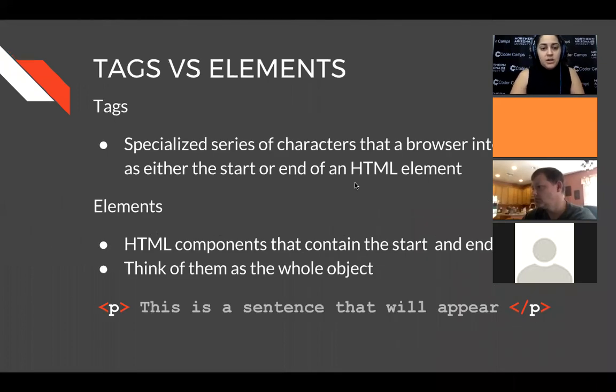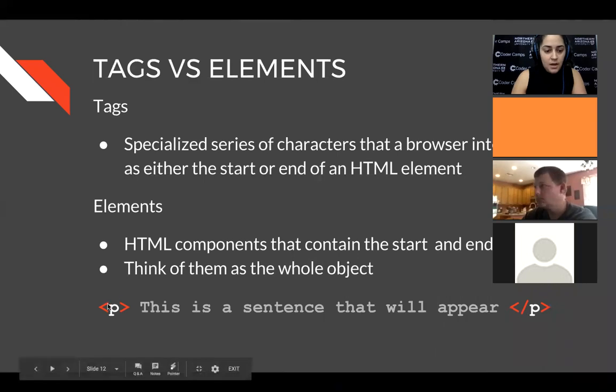So with HTML, there are tags and elements. Tags are a specialized series of characters that a browser interprets as either the start or end of an HTML element. If we're looking at this example here, this is a P tag. The tag part is the red stuff, where you see these little arrows or carets, whatever you'd like to call them. The one that looks like this without the forward slash is the beginning. So this is saying this is the start of the P tag, and the one with the forward slash is the end. So this is the start, this is the end. Those are your tags.